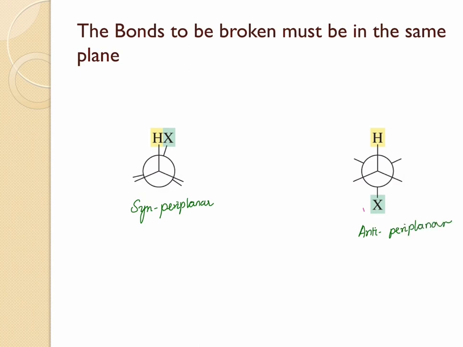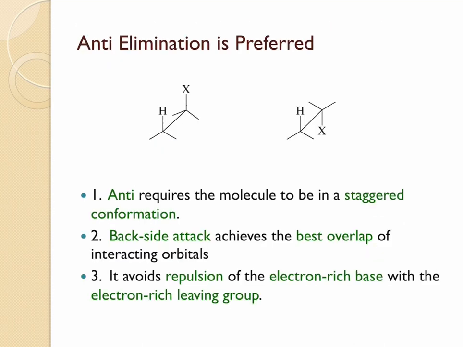If an elimination reaction removes both of these substituents from the same side of the molecule, then it is called syn-elimination. And if they remove both of the substituents from the opposite side, then it is called anti-elimination. So in E2, there is a possibility that you can get both of these eliminations, but anti-elimination is the one that is highly favored. Now let's see why anti-elimination is preferred.